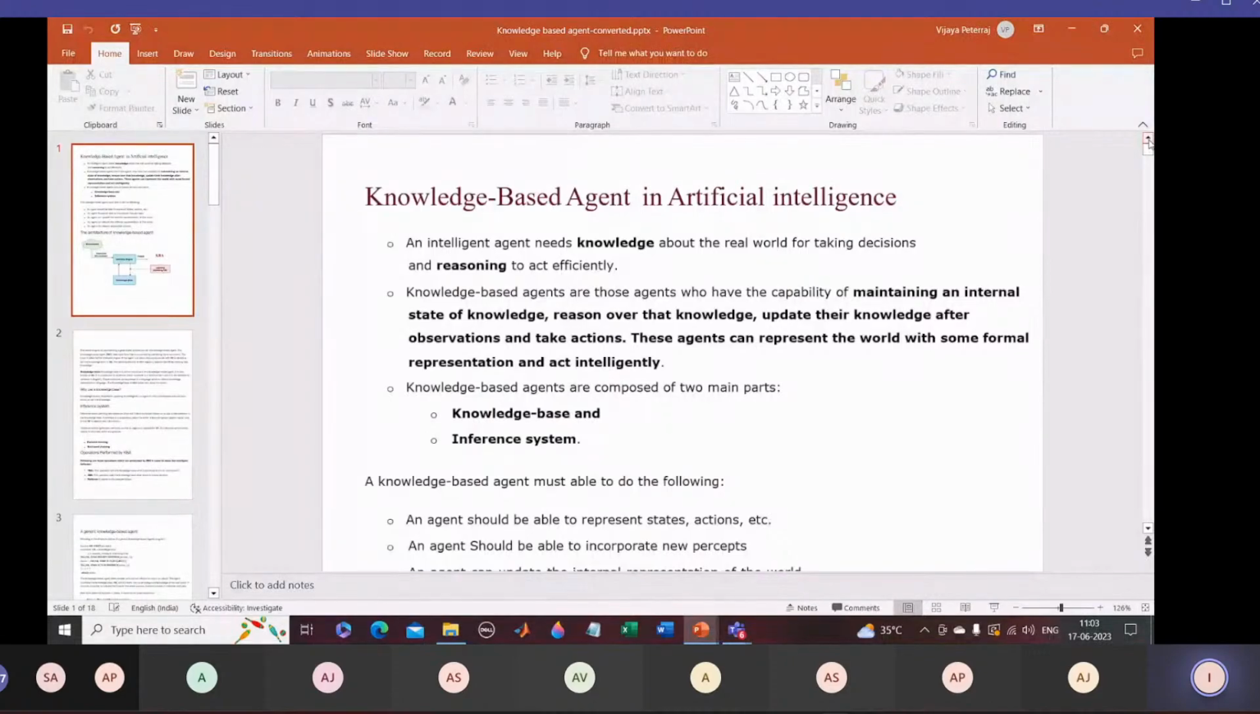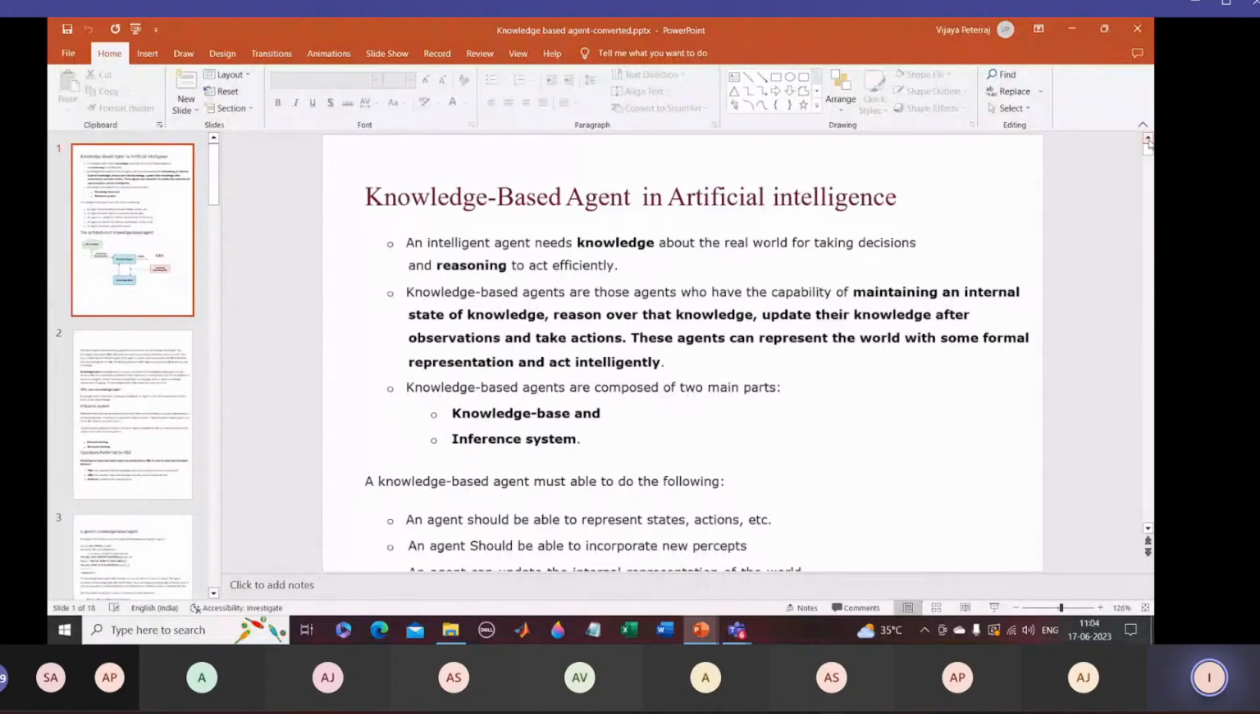So this is your knowledge-based agent in artificial intelligence. So what is that intelligent agent? It needs knowledge about the real world for taking decisions and reasoning so that it can act efficiently, right? They are agents who have the capability of maintaining an internal state of knowledge. They reason over the knowledge and update the knowledge after observation and taking some actions. Okay, these agents will represent the world with some formal representation and they will act intelligently. Okay, this is your knowledge base.